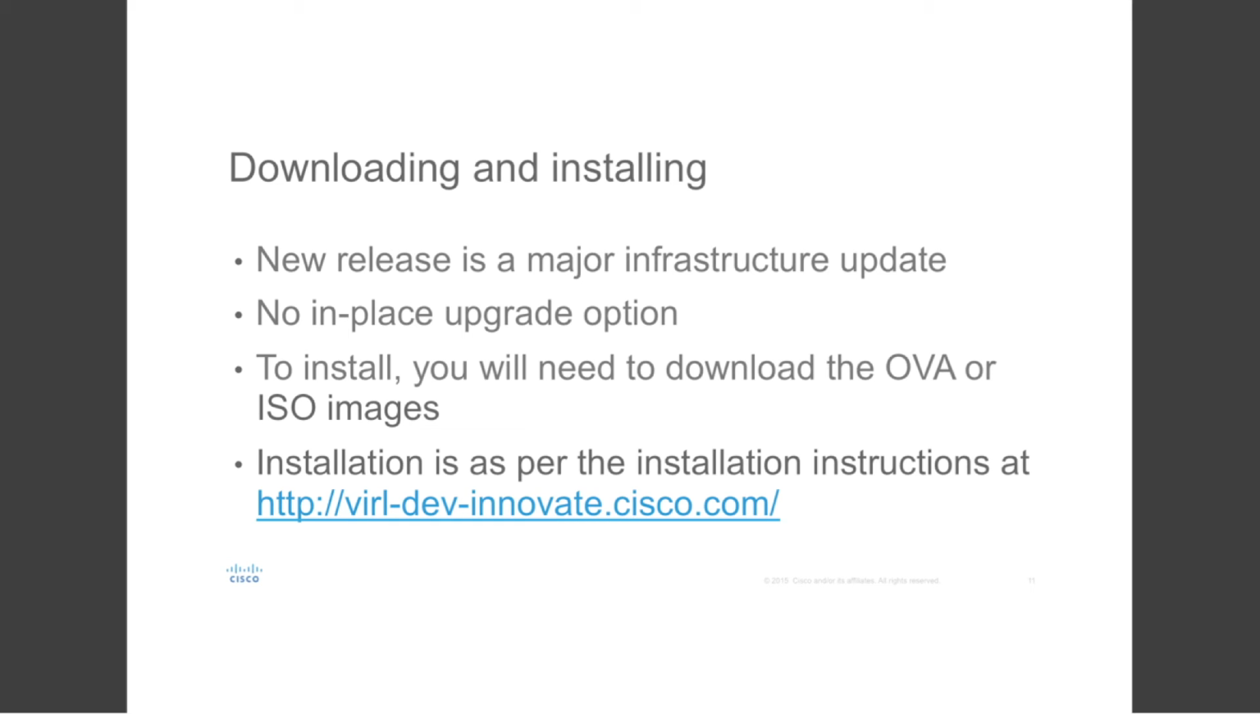So it means that you will need to download the new OVA or ISO image. That can be done, we'll show that in a moment. Installation is as per usual. If you've done it once, it's going to be exactly the same steps that you're going through again. No changes to your salt keys. It's exactly the same in that respect. But I'm afraid it does require a fresh download of the OVA or the ISO image.